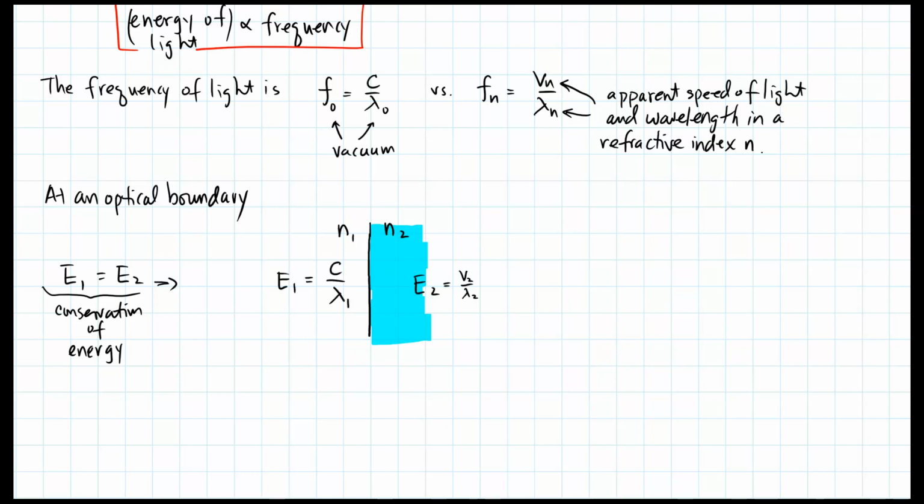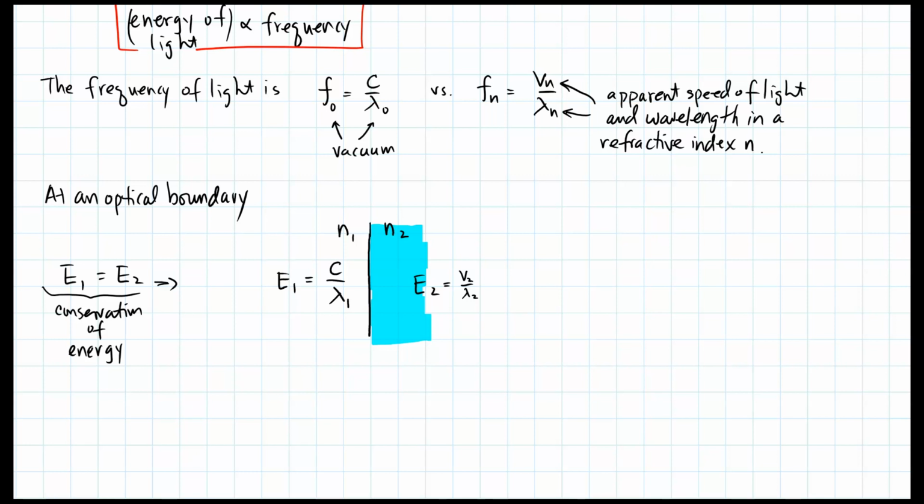In order to keep the frequency constant or the energy constant, it's the ratio of the speed of light divided by the wavelength that has to be the constant. So if this speed is higher, then in medium 2, that speed must be smaller. And as a consequence, to keep that constant, the wavelength of light in medium N1, which is faster, must be longer, and the wavelength in medium 2 must be shorter.